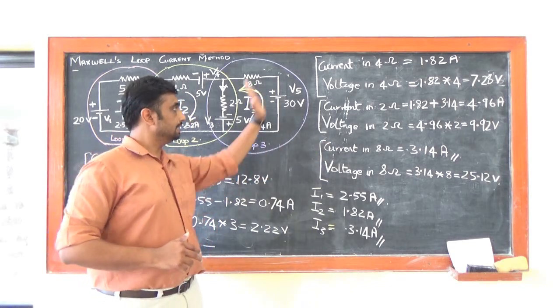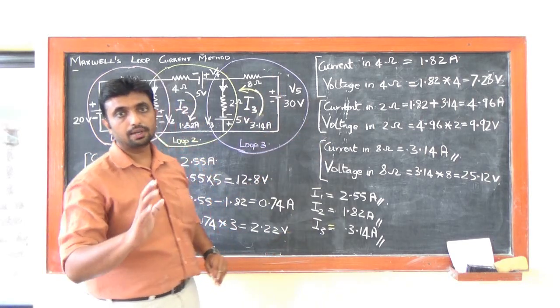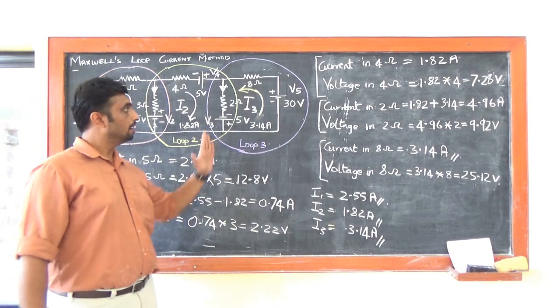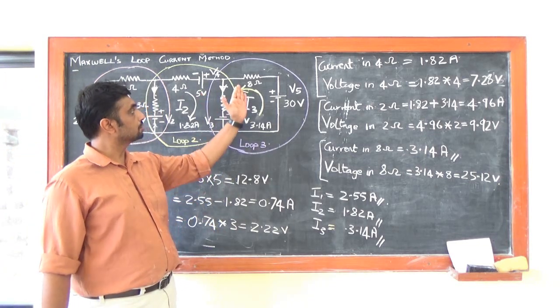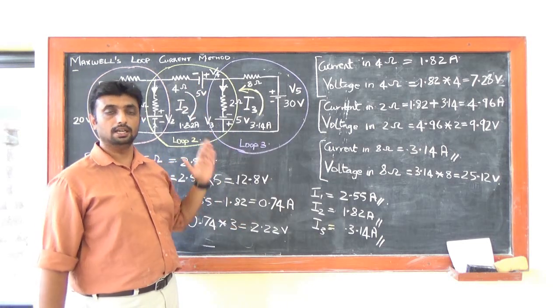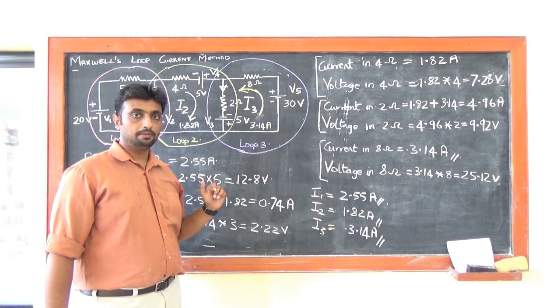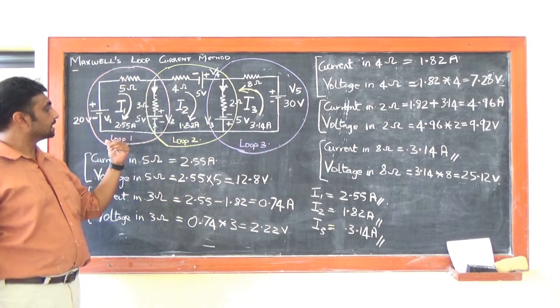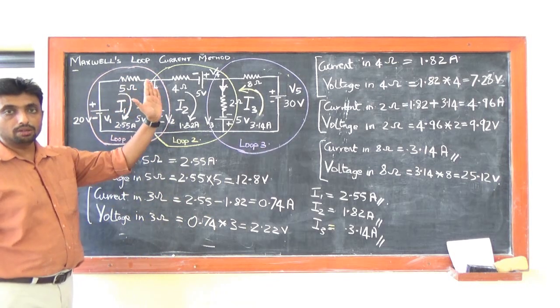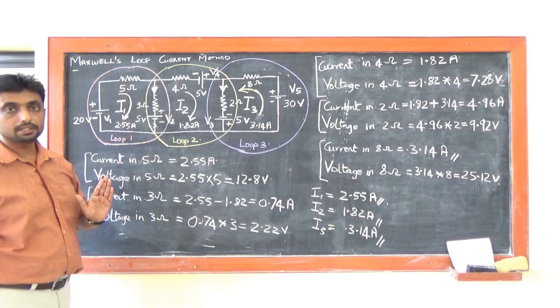Here I have solved for each and every resistor so that you get a better understanding of how Maxwell's loop current method is done and how it can be used to find out any value of resistor in the circuit. So with this, we basically get a clear idea of how to solve using Maxwell's loop current method.